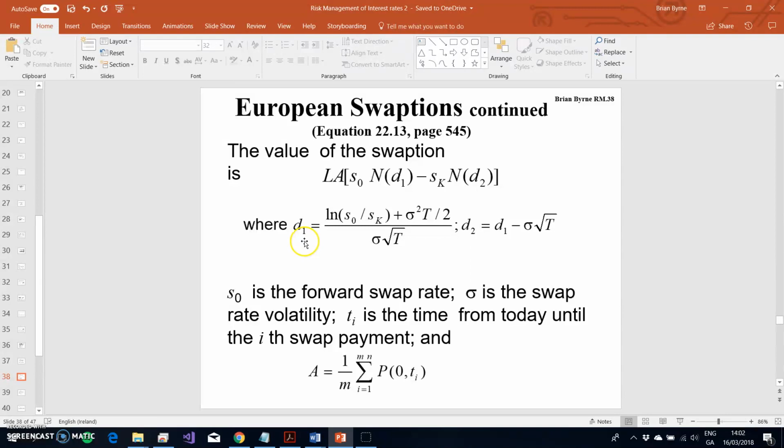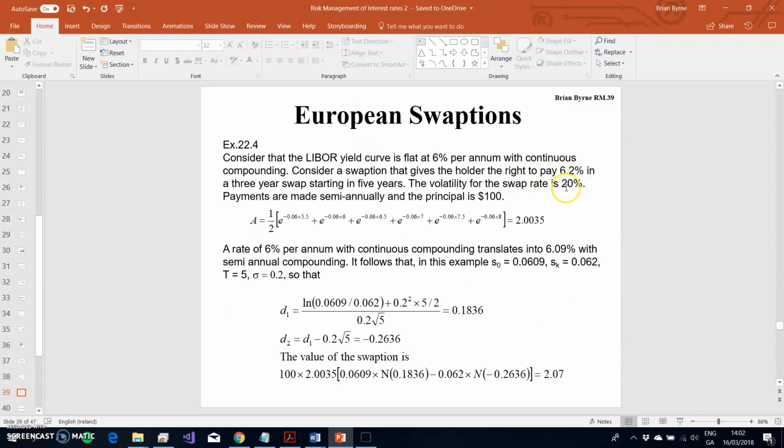So when we're estimating d1, it will be the natural logarithm of 6.09 divided by 6.2, the rate at which we've agreed to pay the fixed side of the swap. And then the volatility of the swap is 20%, so 0.2.